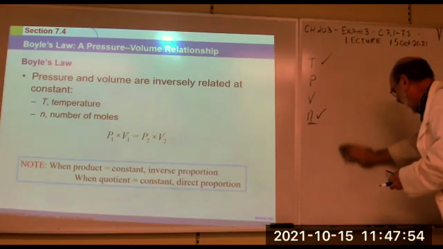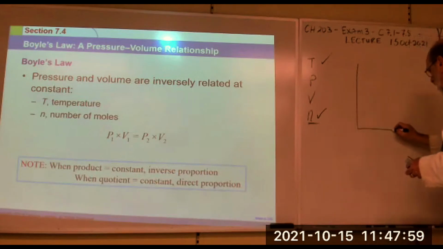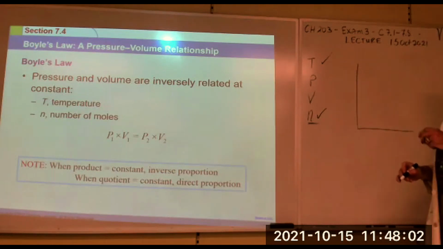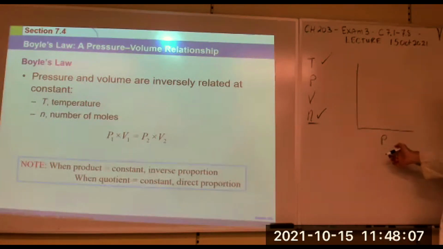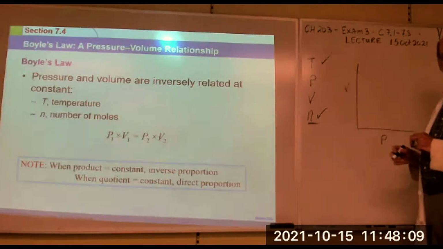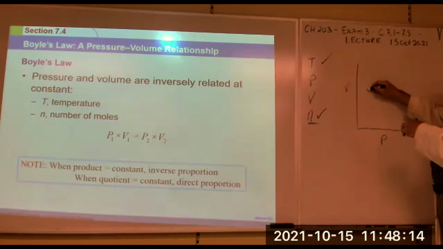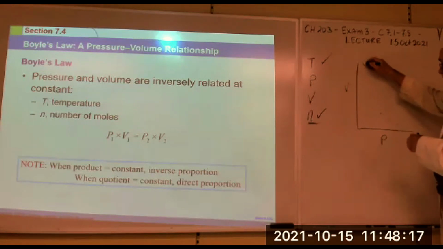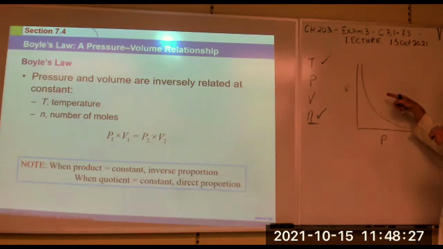So when you graph this data, he was changing the pressure and measuring the volume. So the pressure is the independent variable, and the dependent variable is the volume. When he plotted these values, he got that kind of curve. As the pressure goes up, volume goes down. This is a special kind of curve. In math class, you may have heard of it. It's called a hyperbola.